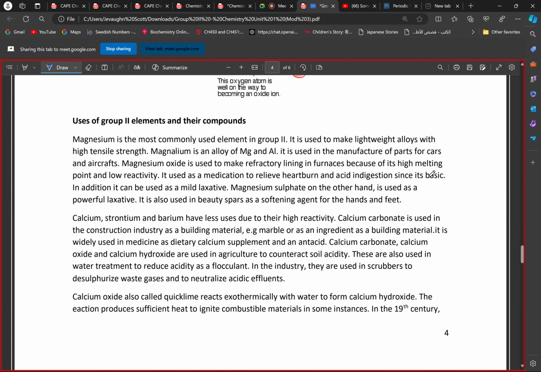So these are also used in water treatment. It reduces acidity, as in a flocculant. A flocculant is something that we use in the treatment of water, right? In industry specifically, they are also used as scrubbers to desulfurize waste gases and to neutralize acidic effluents, right? So in the creation of sulfuric acid via the contact process, etc., we use these in what we call the tubes that release gases from industry.